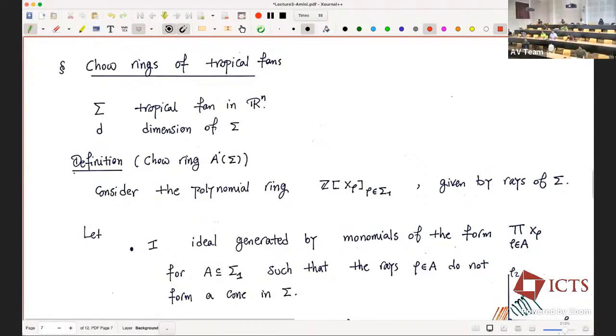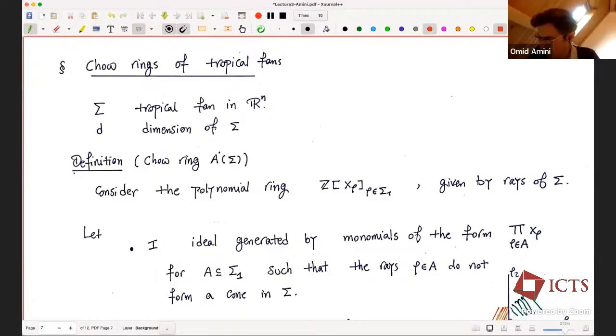Questions, comments? Did you say that every divisor comes from a function? I didn't. For example, for shellable tropical fans, yes. For shellable tropical fans, every divisor comes from a function, exactly. But this is not necessary.